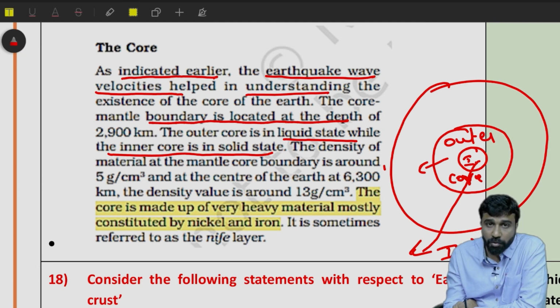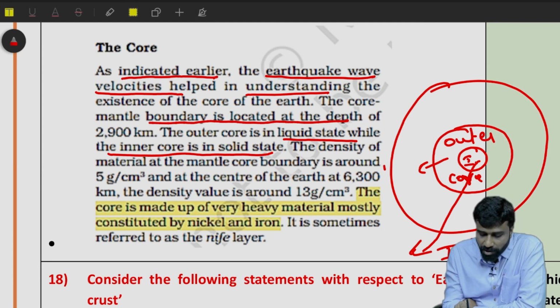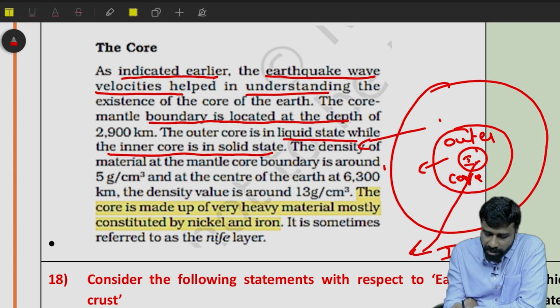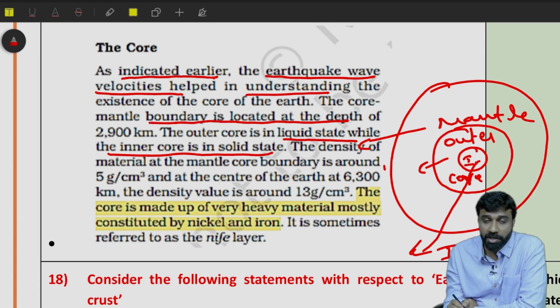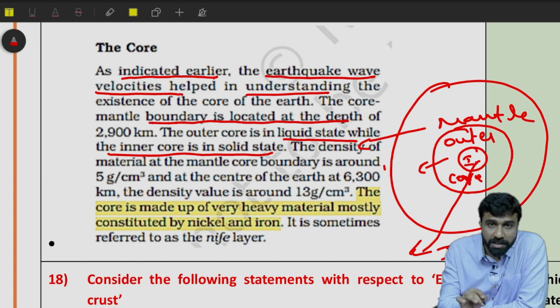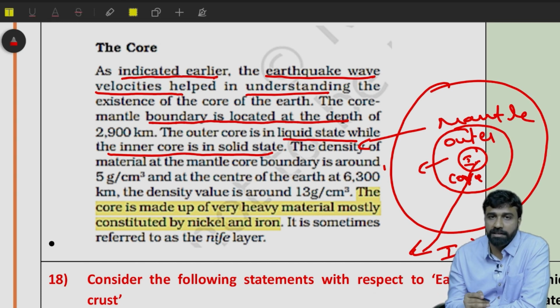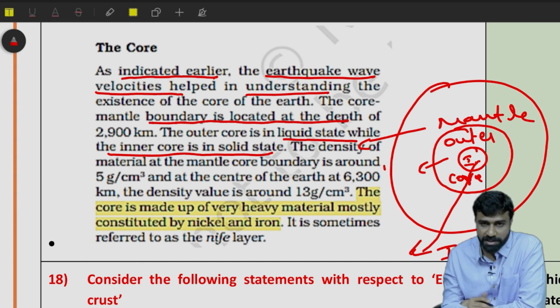And also the outer core is acting as a buffer between the mantle and the inner core. Because the outer core is acting as a buffer between the mantle and inner core, there is less pressure on the inner core, which will make the inner core stay in the solid state rather than being melted by the pressure, right?